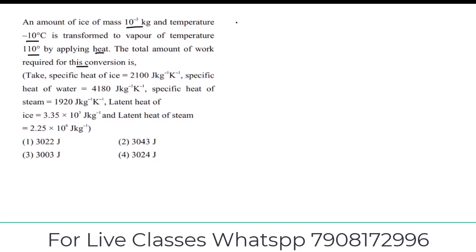So initially it is ice at -10 degrees centigrade. First the temperature will rise to 0 degree centigrade and it becomes 0 degree centigrade ice, and then it will become 0 degree centigrade water. Then the 0 degree centigrade water when heated will reach 100 degree centigrade water, and then 100 degree centigrade water will change its form into vapor at 100 degree centigrade, and when heated again it will reach 110 degree centigrade. So we have to calculate all these values of required heat.